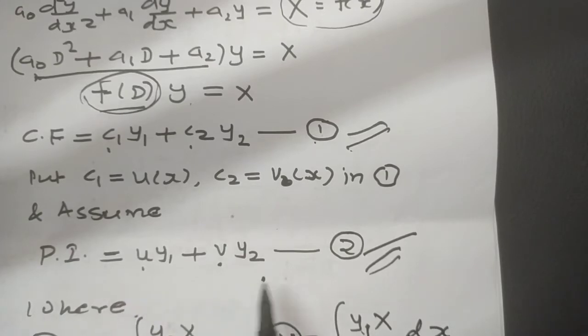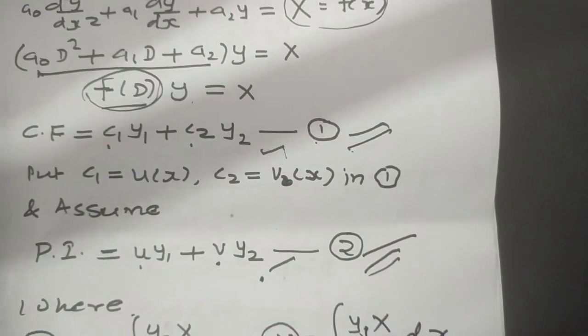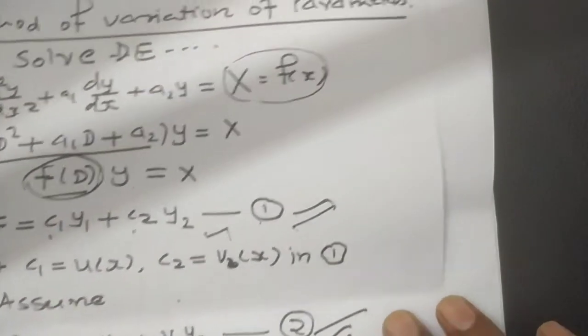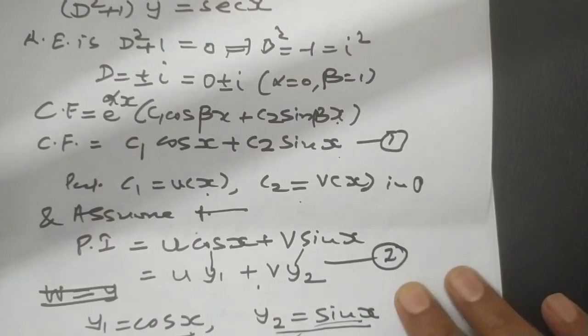So this is the way we find the particular integral, and if you add together 1 and 2, you get the required general solution of the given differential equation. Now let us see examples on this.